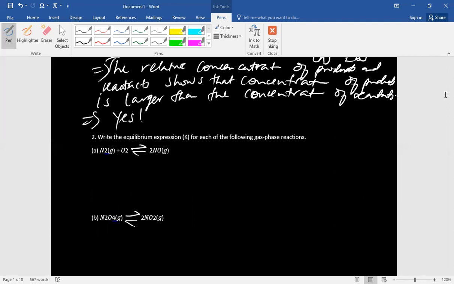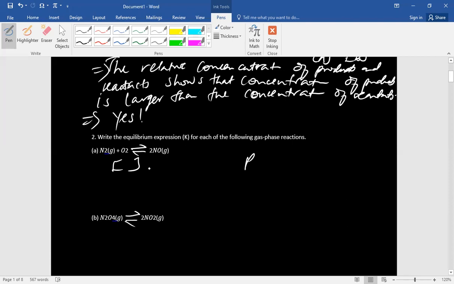Okay, so we can go to question 2. Question 2 says, write the equilibrium expression K for each of the following gas phase reactions. The equilibrium constant can be written in two ways: one, by using concentrations, and two, by using partial pressures. That is only for the gaseous phase. In this case, these are all gaseous phase, so we can write both, but if one is in the aqueous phase, we cannot write the partial pressures.